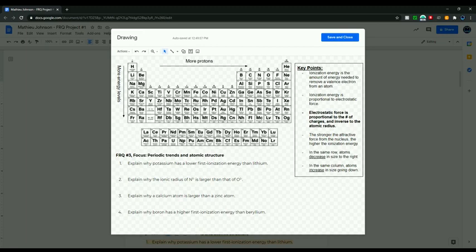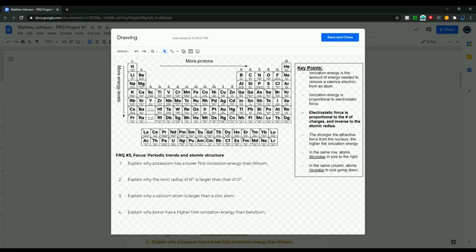Number 4. Explain why boron has a higher first ionization energy than beryllium. Well, beryllium atoms are larger than boron atoms because there are more protons in boron's nucleus than beryllium's. This means that boron's electrons experience more attraction. The higher the attraction on an electron, the higher the ionization energy would be.